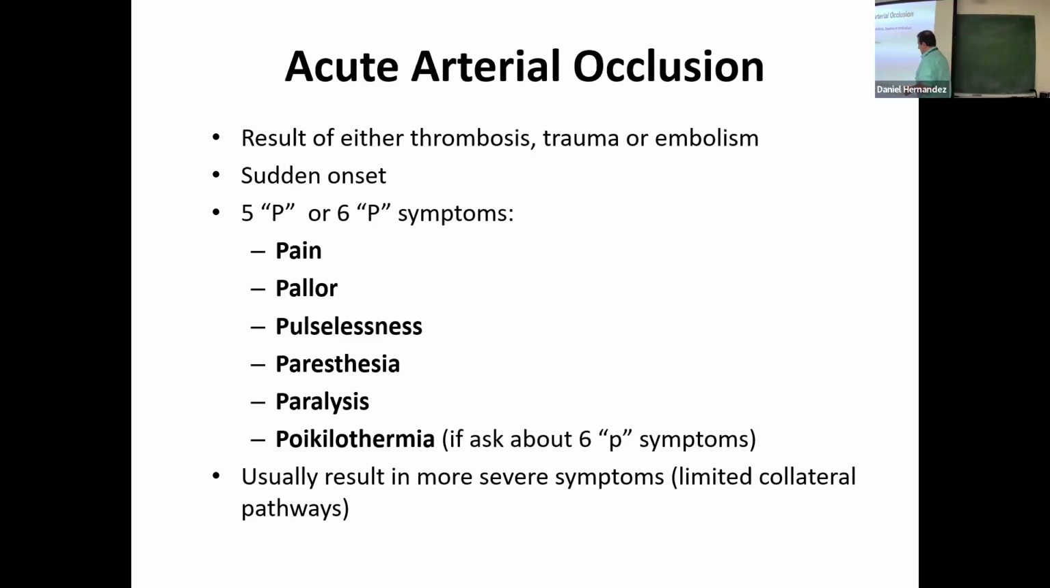And then there's a sixth P called poikilothermia. So this is an inability of your body to regulate the temperature. So that limb's going to feel extremely, extremely cold to the touch. So again, this usually results in more severe symptoms when we're talking about arterial occlusion. It's sudden onset. So remember your 5 Ps: your pain, pallor, pulselessness, paresthesia, and paralysis.